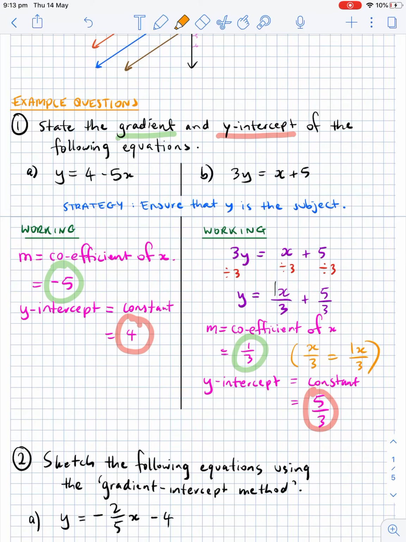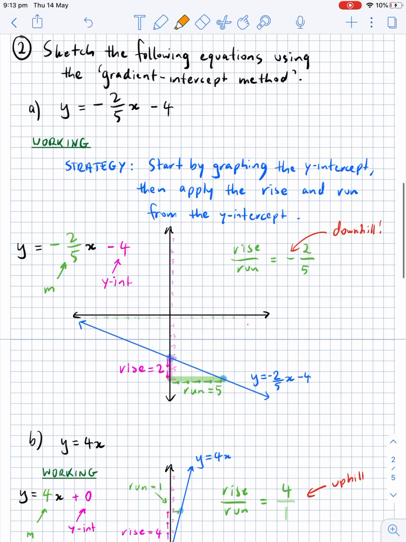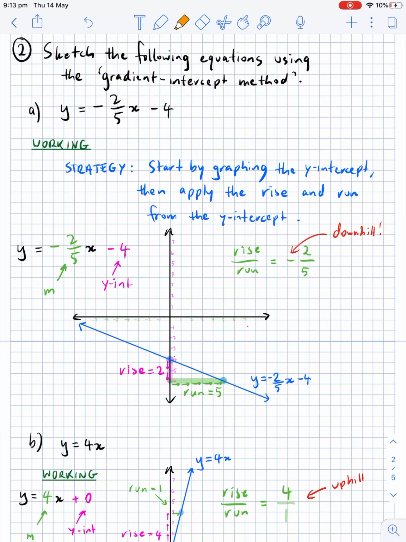So we've got that there. So that's done. We figured out our gradient and our y-intercept, which is what we're after. Okay, question 2. Sketch the following equations using the gradient intercept method.